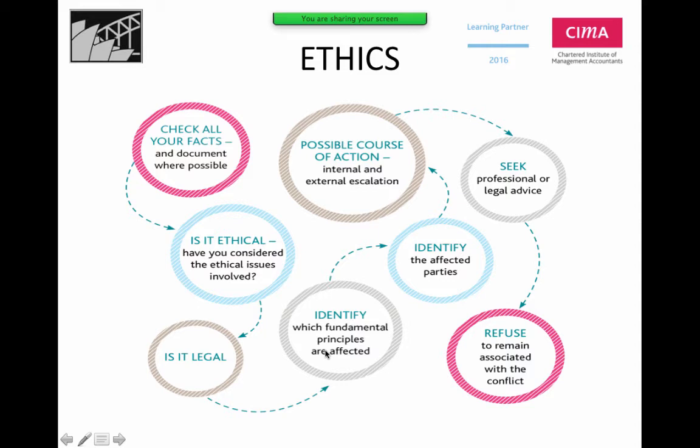Identify which fundamental principle has been affected here. Who are the affected parties? Possible causes of action. And then going into legal professional services, and finally to refuse to remain associated with this particular conflict. So there is a particular structure when you're answering an ethical question. Don't forget it.